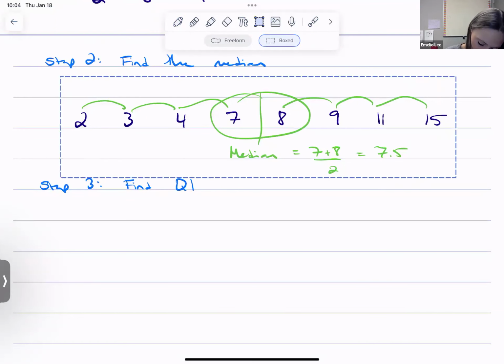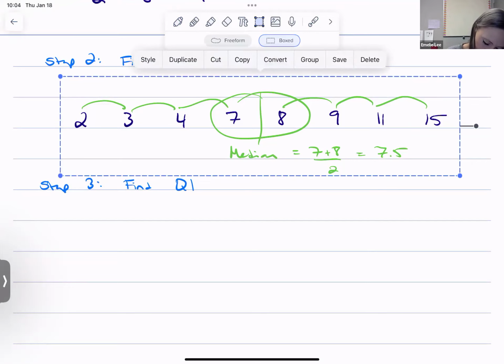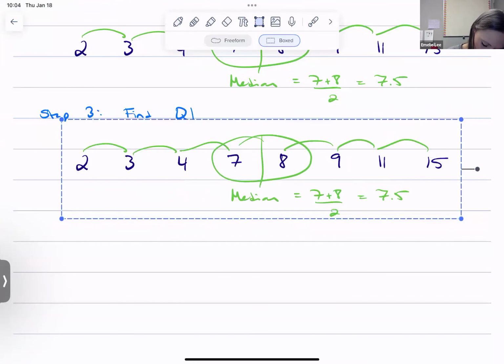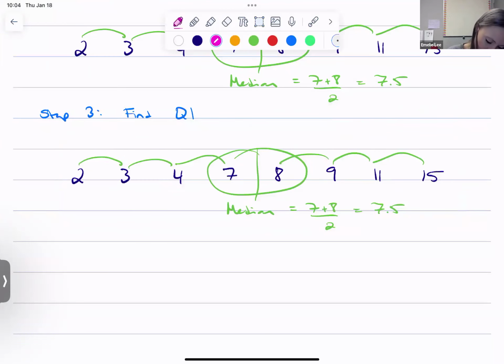Got the space. You can just do it on the same one. It's fine.